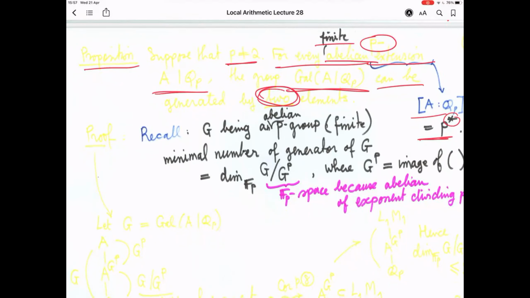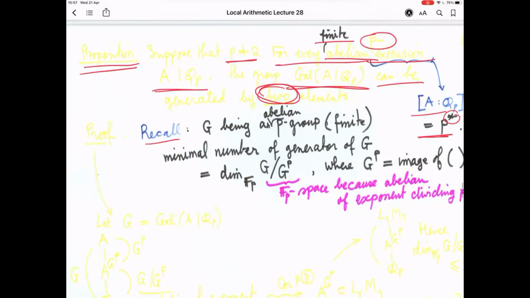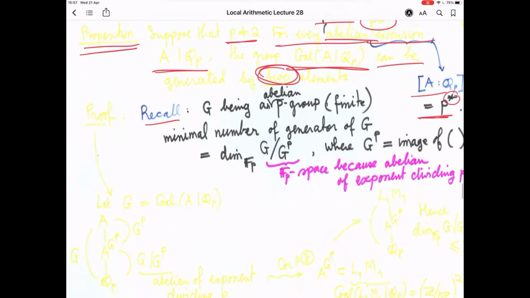I'm not saying that you always need at least 2 elements. I'm saying 2 elements suffice. So sometimes 1 element might suffice. Of course, it will suffice precisely when the extension is cyclic. But when the extension is not cyclic, 2 elements will suffice. That's the content of this proposition. And here's the proof.